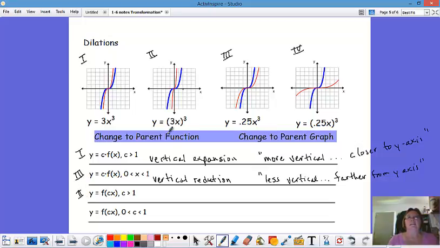And again, what you're seeing here is that this graph appears to shrink. It gets really close in to the y-axis. However, this one is called a horizontal reduction. So this one, we're going to think about it in terms of what it does with the x-axis. That is, the new graph, the red graph, is less horizontal, or it's moving farther from the x-axis.